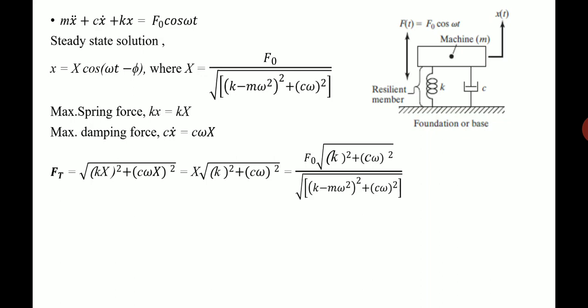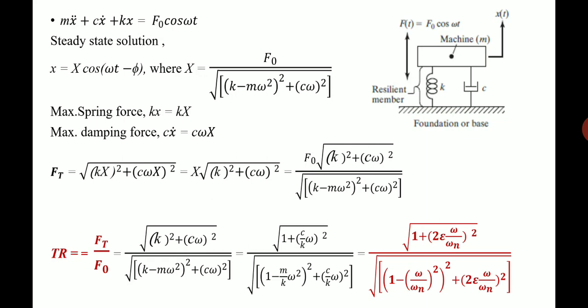Taking capital X outside, we get root of k square plus c omega the whole square. Substituting for the value of capital X as written above, F0 divided by root of (k minus m omega square) the whole square plus (c omega) the whole square, into root of k square plus (c omega) the whole square.